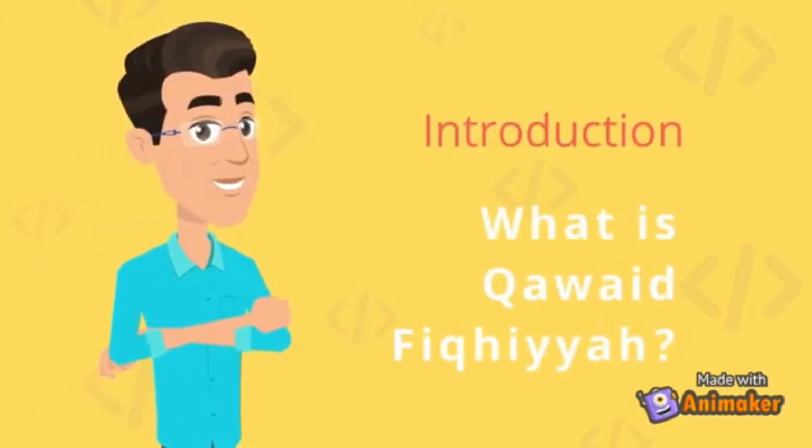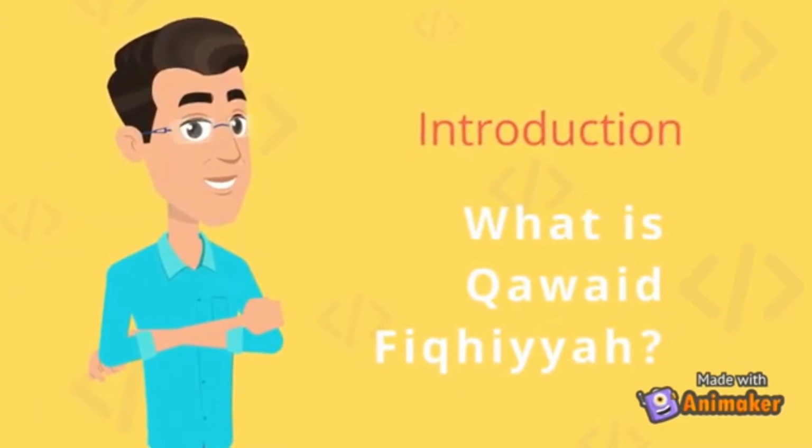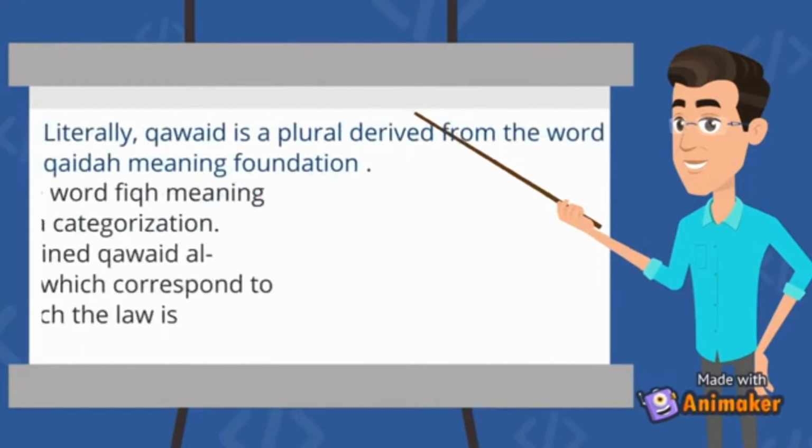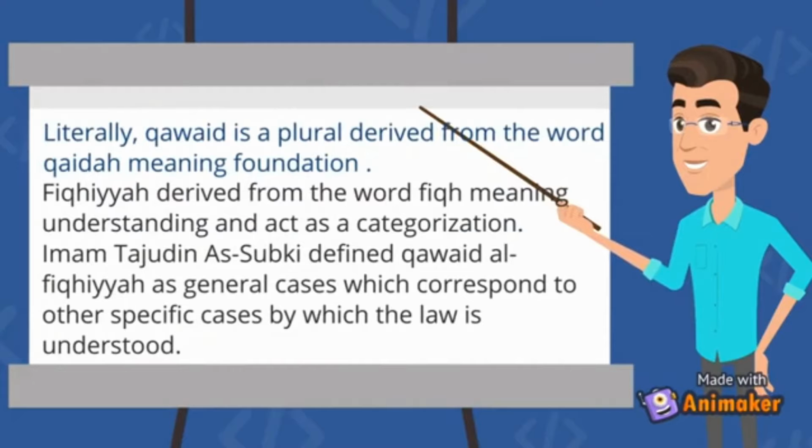What is qawaid fiqhiyya? Qawaid al-fiqh or Islamic legal maxims are the method to derive the ruling in Islam. Literally, qaid is a plural derived from the word qaida, meaning foundation. Fiqhiyya derived from the word fiqh meaning understanding, and act as a categorization. Imam Tajuddin as-Subki defined qaid al-fiqhiyya as general cases, which correspond to other specific cases by which the law is understood.